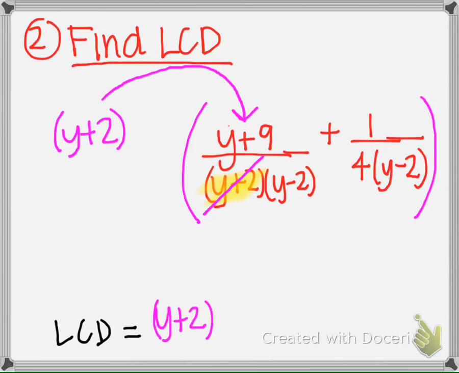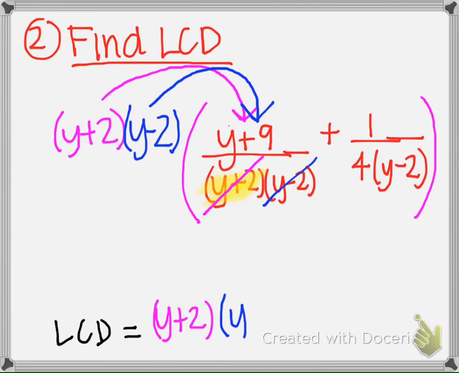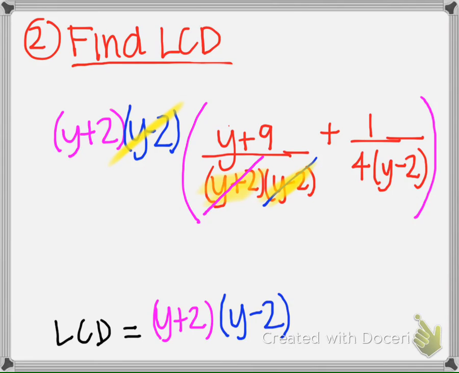Okay, I also need a y minus 2. So that way when it's distributed to this fraction, this is going to cancel out with this one. So I need a y minus 2. Okay, so these two are essentially going to cancel out with these two.